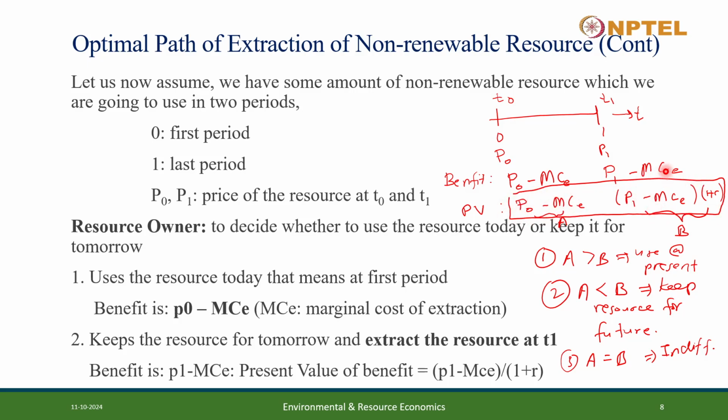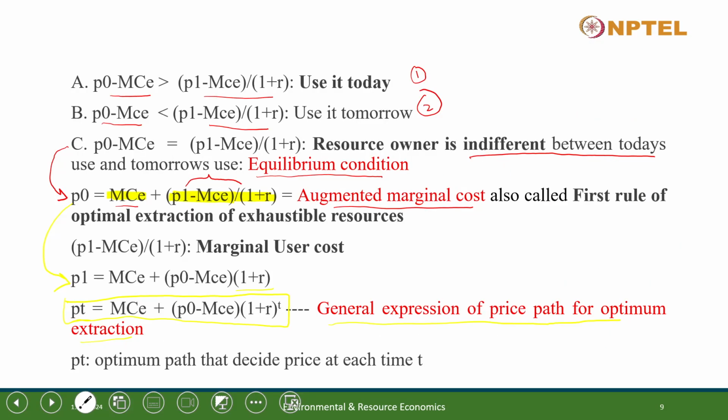Now it is obvious that I will always choose the higher benefit. If my present benefit is more than the future benefit, I will use the resource in the present. If the present benefit is less than the future benefit, then I'll keep the resource for the future, because in future the price may get higher and I will get more benefit. And if the two are equal, then I am indifferent between utilizing the resource today or tomorrow. So these are the three conditions we have derived: present benefit more than, less than, and equal to future benefit.